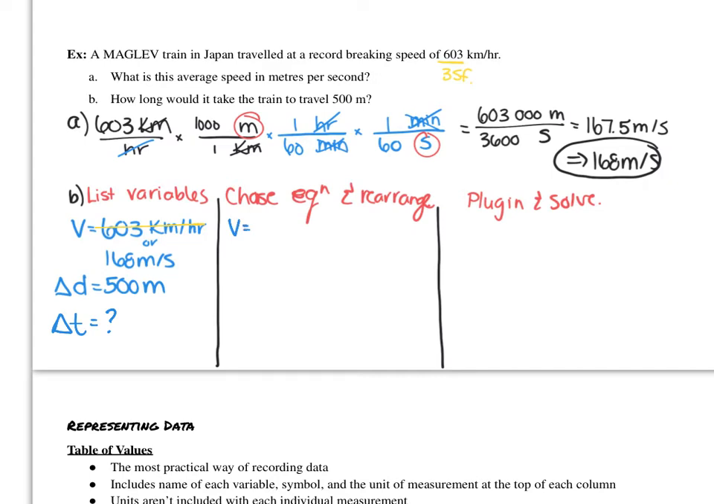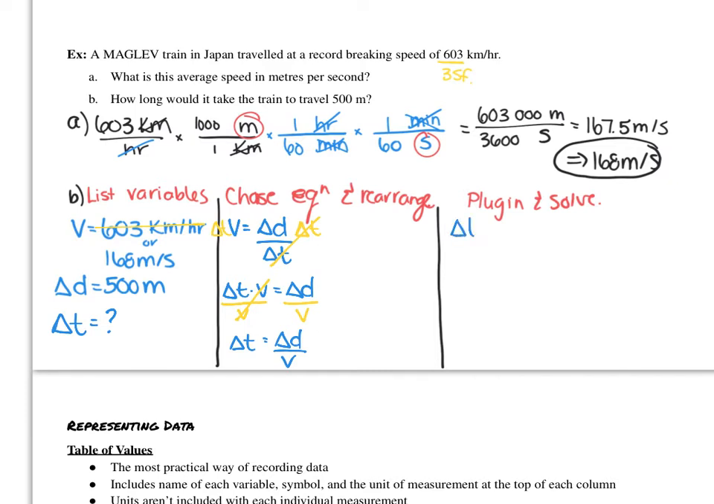So we're going to choose the V is equal to delta D over delta T equation, but we need to rearrange it now for delta T. Because delta T is in the denominator, the first step is to multiply it out, and I'm going to cancel those. I'm left with delta T times V is equal to delta D. To get delta T by itself, I'm going to divide both sides by V. That cancels V on the right, and I'm left with delta T is equal to delta D over V. And this is the equation I'm going to plug into and solve.